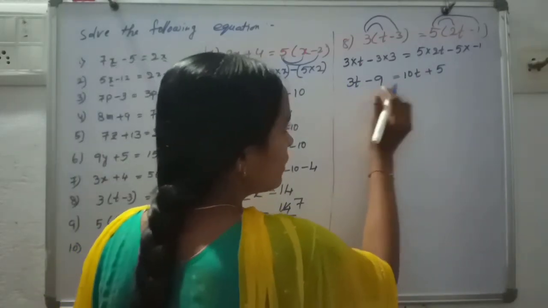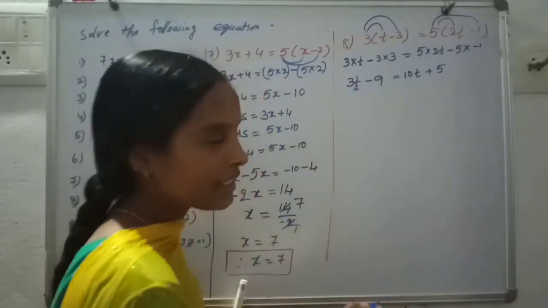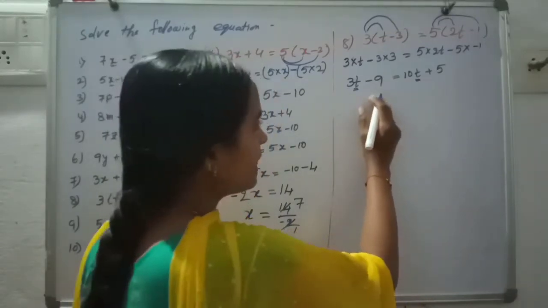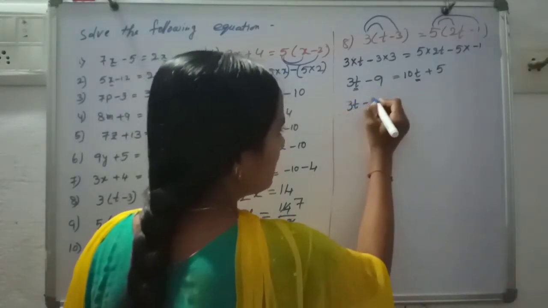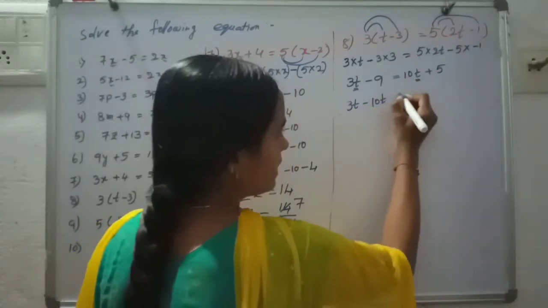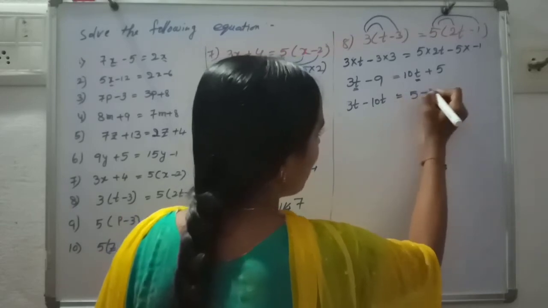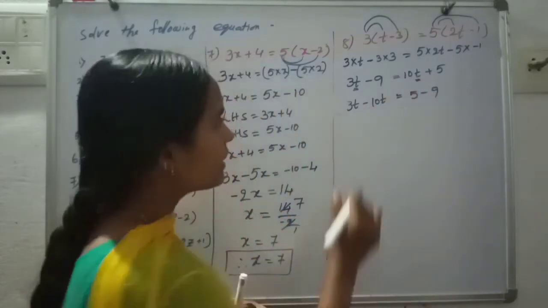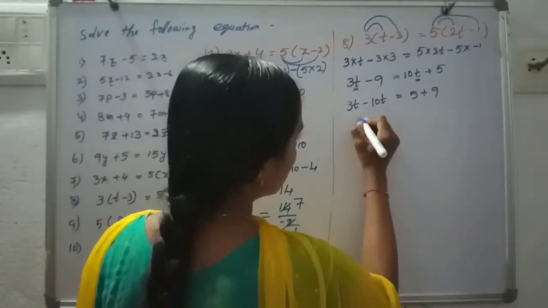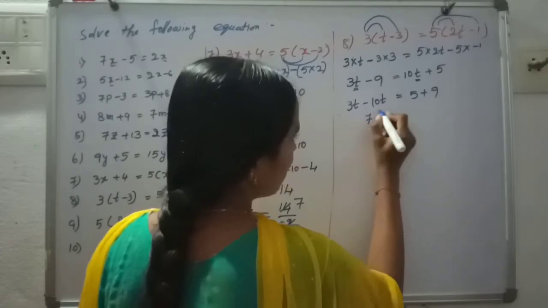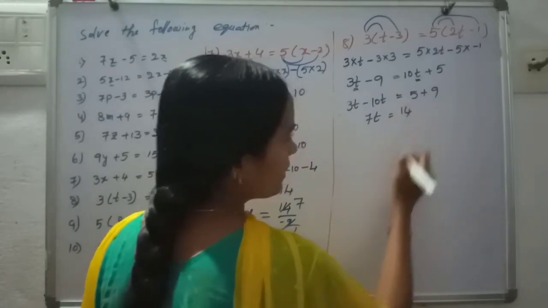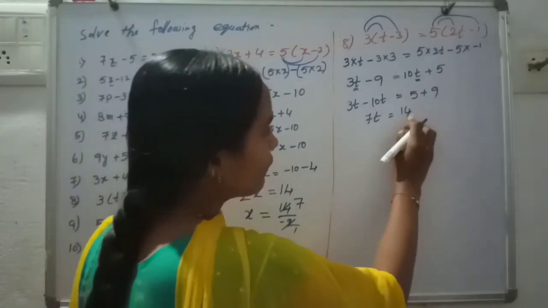Now let's see here. I am writing here the t term, here also the t term. Then one side 3t minus 10t. Okay, here plus comes with minus, equal to plus 5 minus 9 . Here minus, then comes with plus. Now here minus 7t equal to, here 14. 5 plus 9, what value is coming?